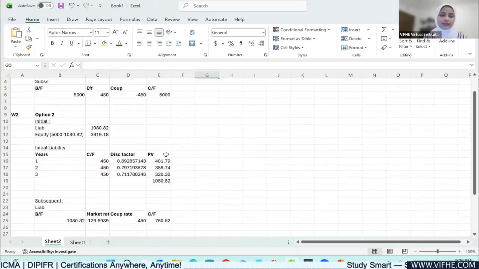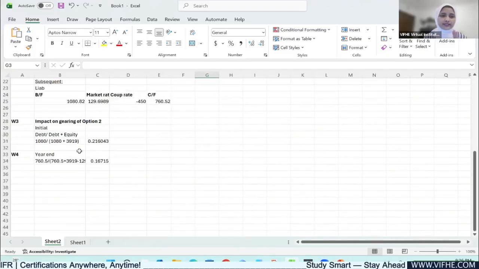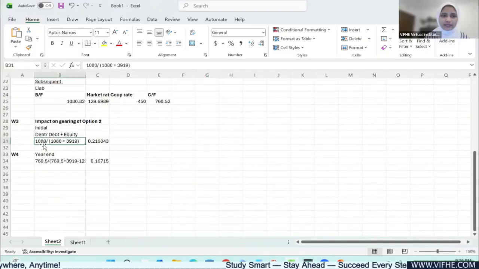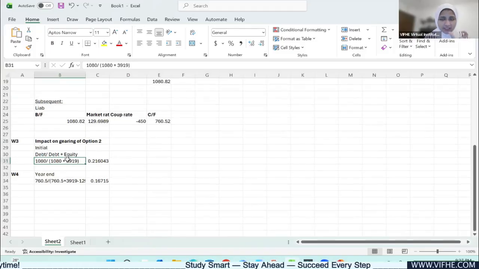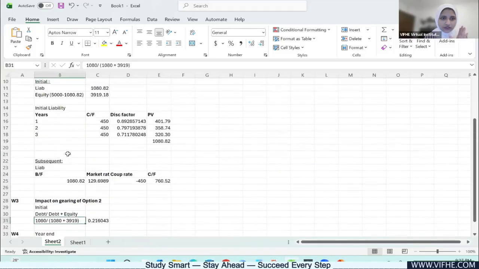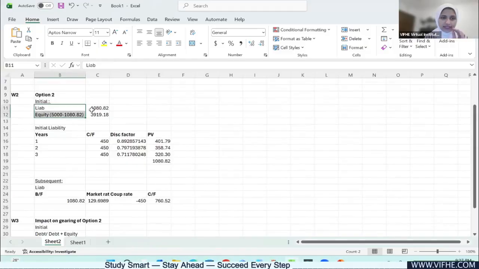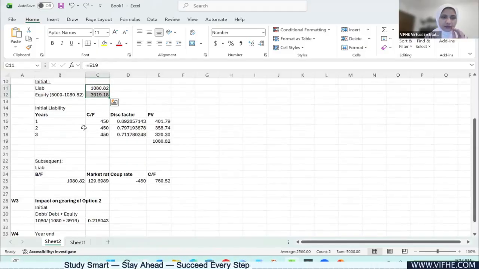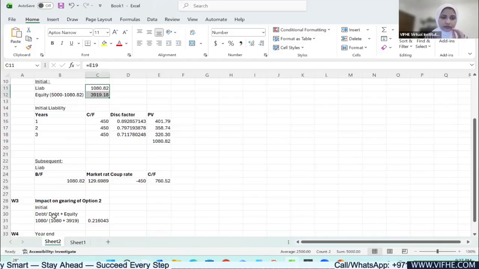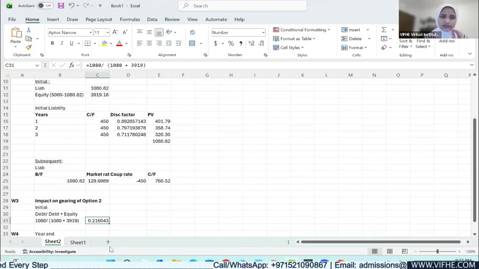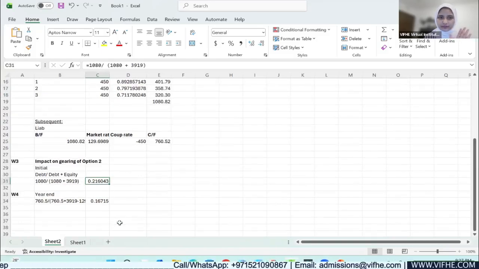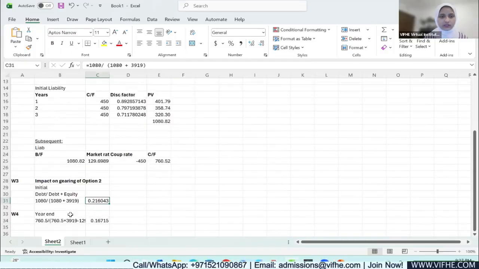All right. So guys, all those who told me that they did not understand this working that I did for gearing: what is gearing? Debt upon debt plus equity. For this specific compound instrument, what was my liability and equity split on day one? My liability was 1080, so I took it as debt. My equity was 3919. So debt upon debt plus equity gives a ratio of 21%. Simple. The linking is all up here.